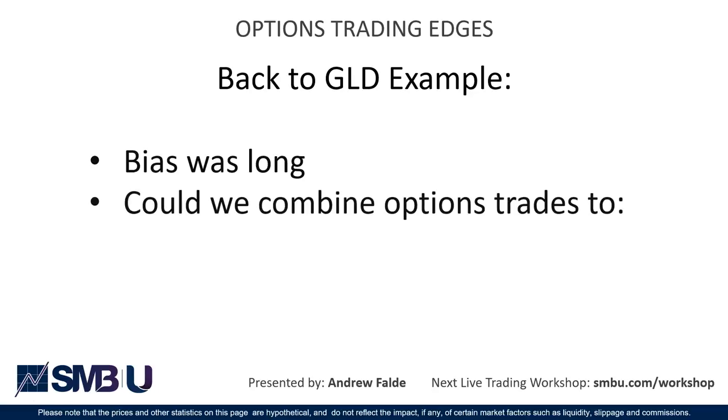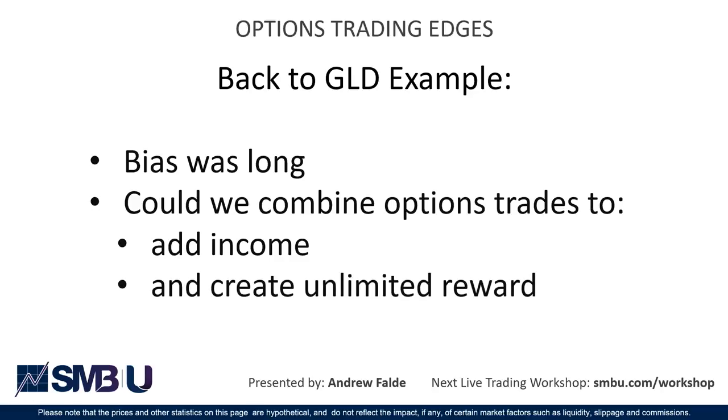But could we combine those options trades to give us three things? Add income and create unlimited reward. Remember, the call didn't have income, but it had unlimited reward. Could we combine these trades to have income and unlimited reward? That'd be pretty cool. And defined risk. So that's going to be pretty exciting, right? We're talking about a bias that we layer in and add income on top of, so we can be less than right and still be profitable. We can have unlimited potential reward just like we bought the stock.